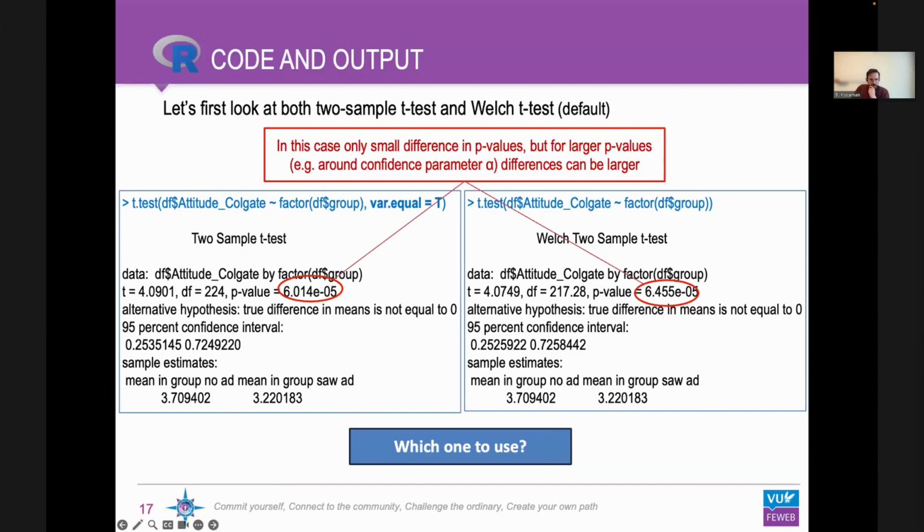One of the differences between the two sample t-test and the Welch test is that for the two sample t-test the variances are assumed equal, and for Welch they're not. Yes, that's true.